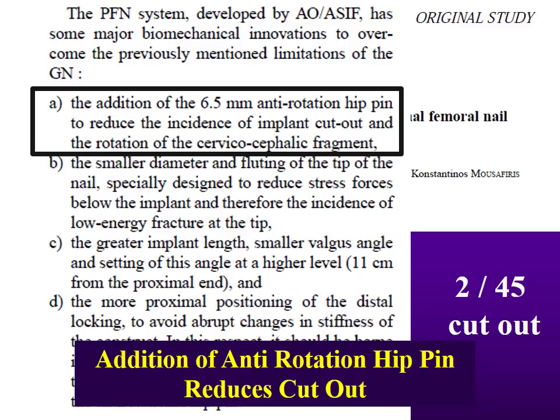Same thing happens. If there are two screws, the cutout chances are definitely less when compared to a single screw, because there are two surfaces which resist the cutout: the superior surface of the derotation screw as well as the superior surface of the cervical screw. Both of them resist the cutout of the screw superiorly.